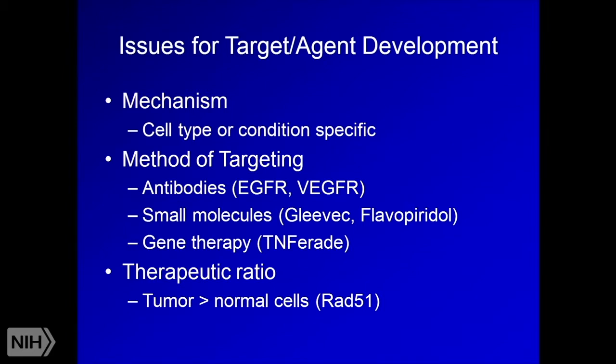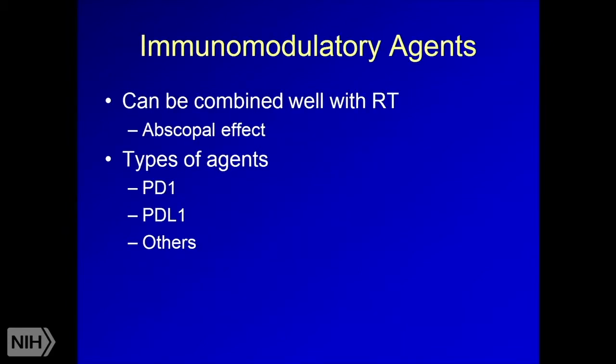Well, certainly we always have to think about the mechanism. Is this going to be cell type specific, or is it going to be condition specific? We have to look at the method of targeting. Are we going to use an antibody, a small molecule, or gene therapy? And then again, we certainly have to look at the therapeutic ratio. So are we going to affect just tumor cells or just our normal cells or both? And oftentimes, if something's actually affecting both, it may not actually be a good agent for development.